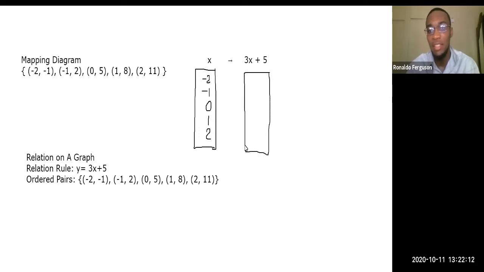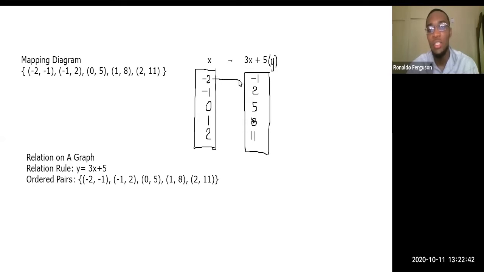And remember, 3x plus 5, this is our y value. X is being mapped to y. And so when x is -2, the corresponding y value was -1. When x was -1, the corresponding y value was 2. When x was 0, the corresponding y value was 5. When x was 1, the corresponding y value was 8. And when x is 2, the corresponding y value is 11.